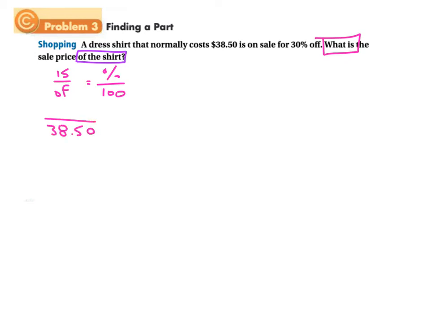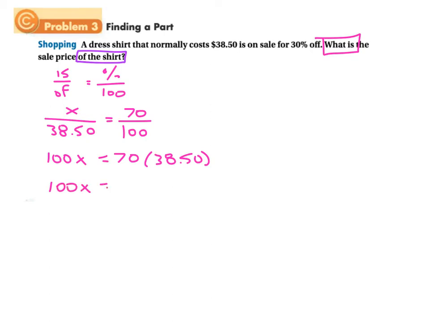$38.50. We don't know what the price is, so we put X there, but we do know the percentage. We're paying 70% over 100. And when we multiply that, we get 100X equals 70 times 38.50, which is 2,695. And just like when we multiply by 100, we move the decimal over 2 places to the right, when we divide by 100, we move it 2 places to the left.